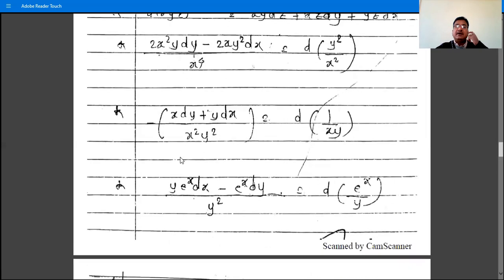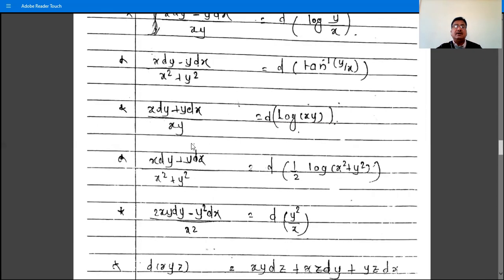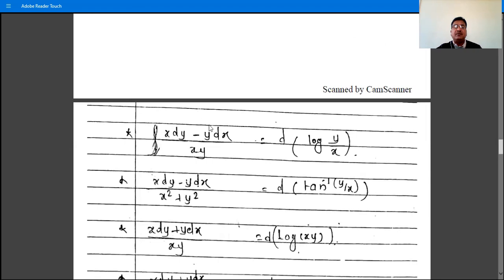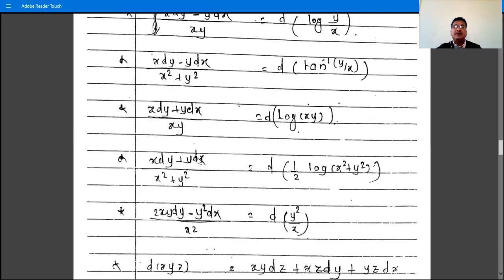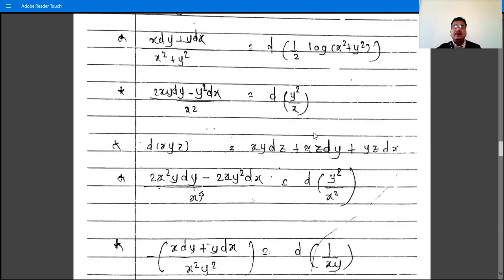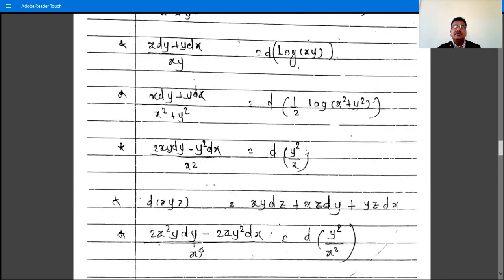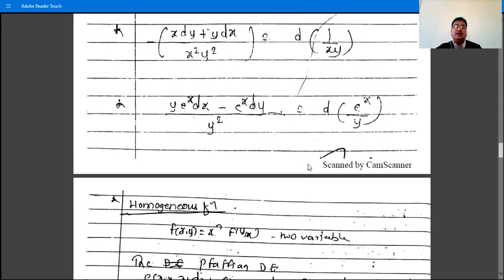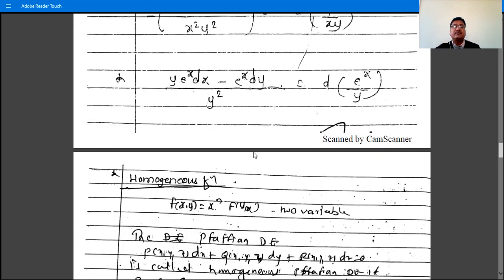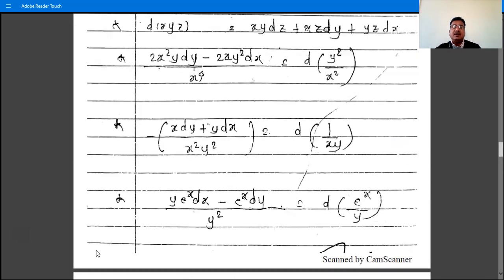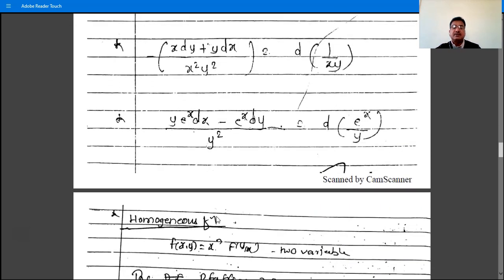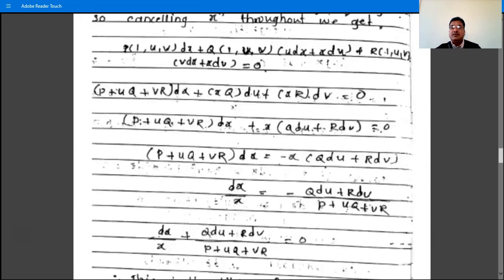So if the terms in the LHS are of this form, then apply these formulas. If the term is x dy plus y dx, then it is just the derivative of x into y. So there are other formulas of the same type.